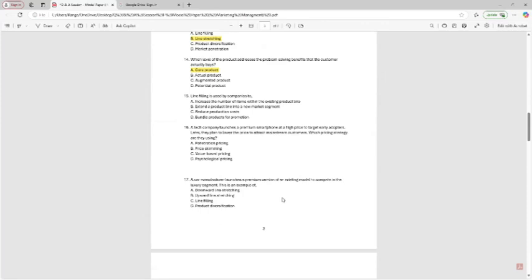B. Extend a product line into a new market segment. අපේ product line එක අලුත් market segment එකකට extend කරනවා. C. Reduce production cost. cost එක අඩු කරනවා. D. Bundle product for promotion. Promotion එකක් සඳහා මේ products bundle එකක් offer කරනවා වගේ දෙයක්. So what is the best answer?